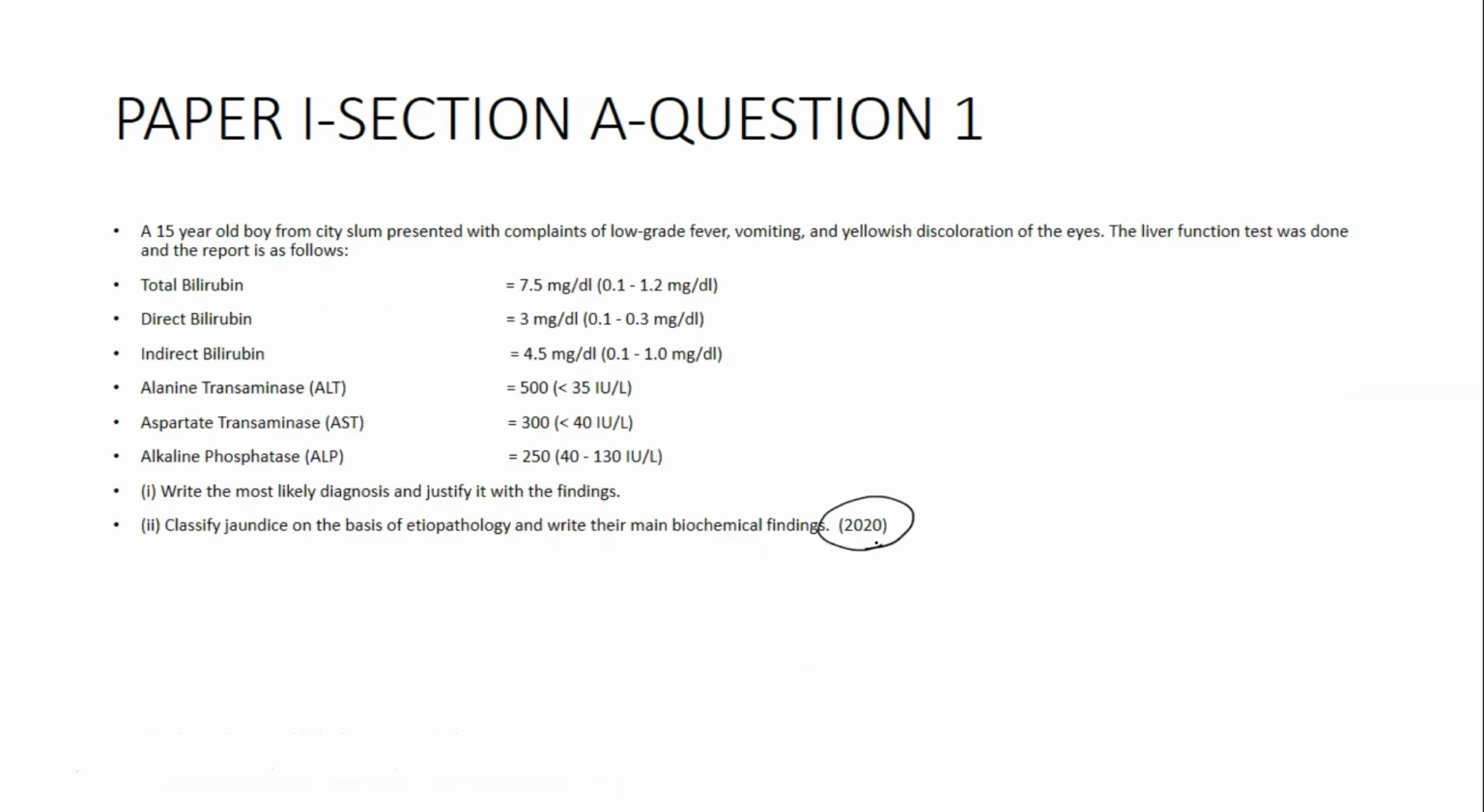Look at this 2020, most recent question. A 15-year-old slum boy presented with fever, vomiting and yellowish discoloration. Now, instead of asking you what are the biochemical abnormalities, they have given you the biochemical abnormalities, and now they are asking you to find out whether it is pre-hepatic, hepatic or post-hepatic or obstructive jaundice, and also classify based on etiopathology and write their main biochemical findings. Same question in a different format.